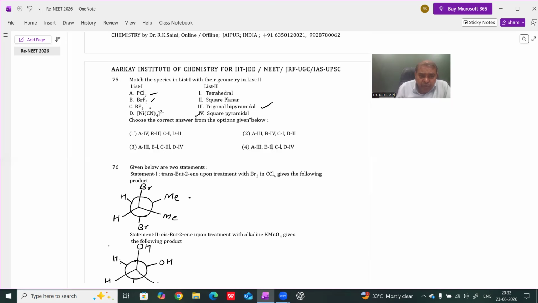In case of BF4 negative, it is tetrahedral, and NiCl4 is square planar. It is the square planar complex taken from coordination compounds also. Next, question 76, a very important question.